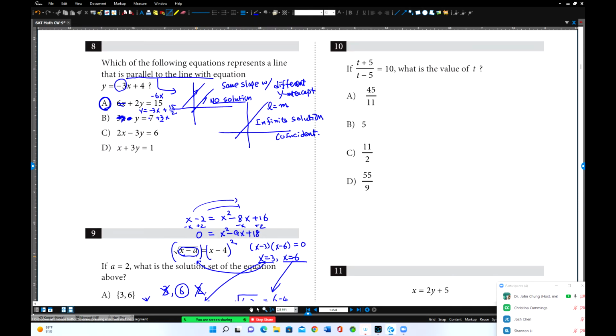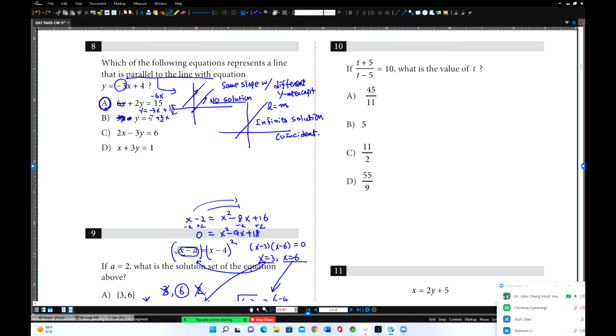Number 10 there, we have a rational equation: t plus 5 over t minus 5 equals 10. This is not hard, okay? Anyway, we assumed that t cannot be 5, right? If t is 5, that is undefined. It doesn't make any sense, okay? But we assumed that t is not equal to 5.